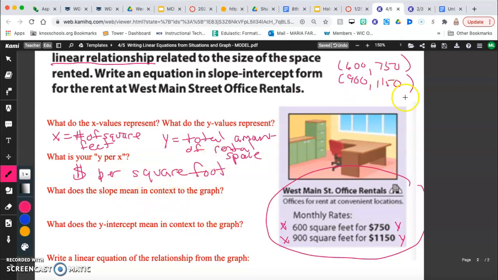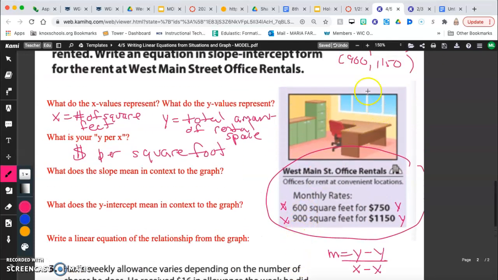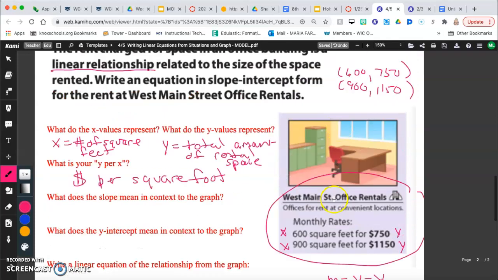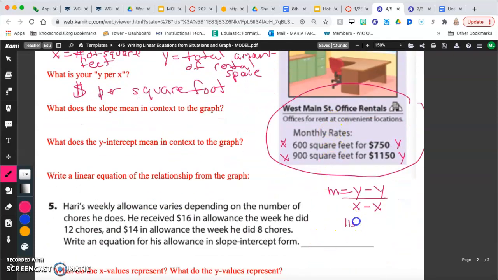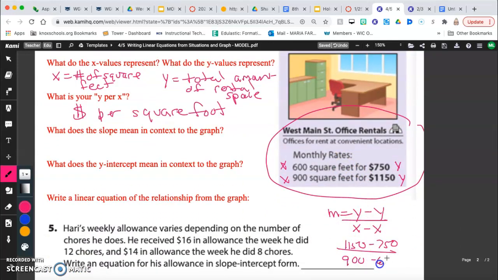Now, to find the slope this time, we have two ordered pairs, which means we're going to have to use our formula or the table, y minus y over x minus x, or use that table method with those ordered pairs. If I use y minus y, that's going to be 1150 minus 750. X minus x is going to be 900 minus 600. 1150 minus 750 is 400. 900 minus 600 is 300. I can simplify that down. Those zeros are going to cancel to 4/3. That's going to be our slope.